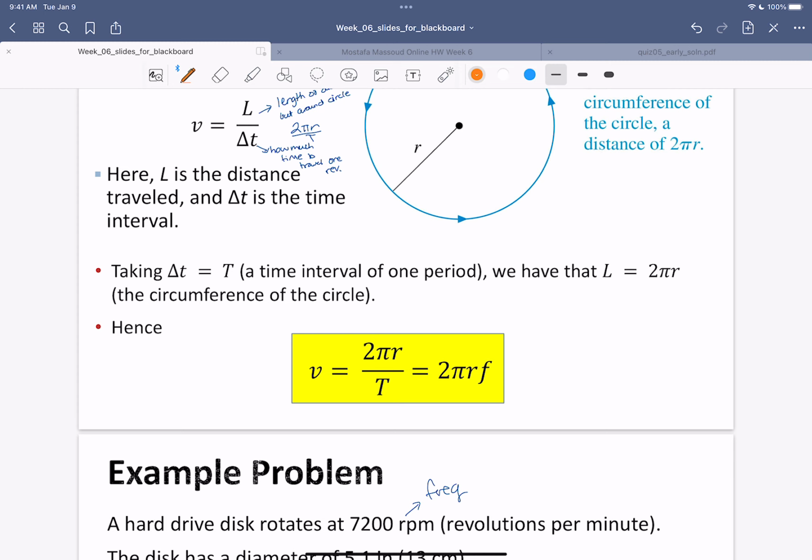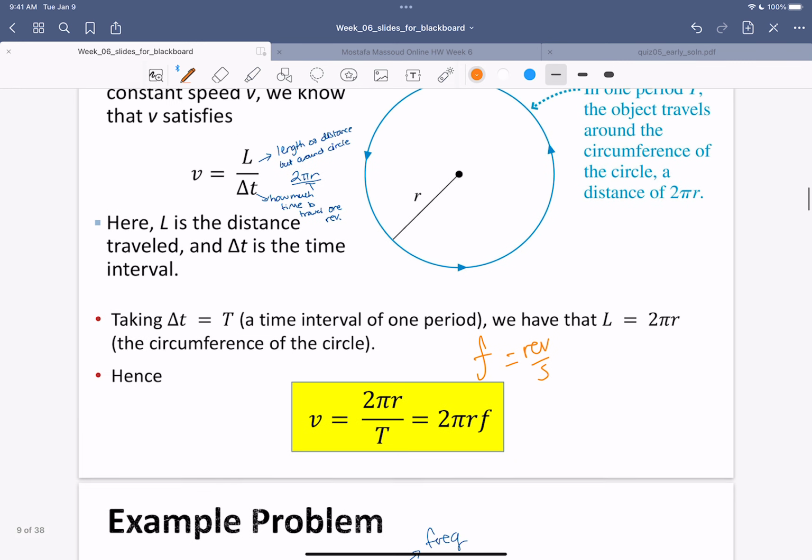Now they would ask you how fast you're going in meters per second, then that indicates speed. So speed is meters per second, frequency is revolutions per second, right? So that's a really important distinction there.